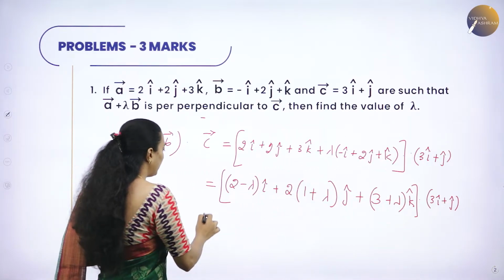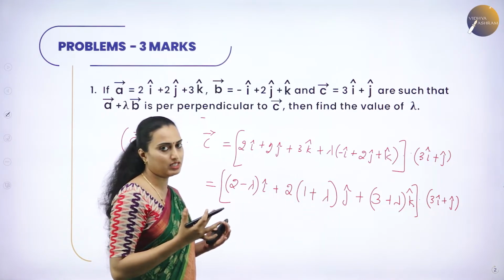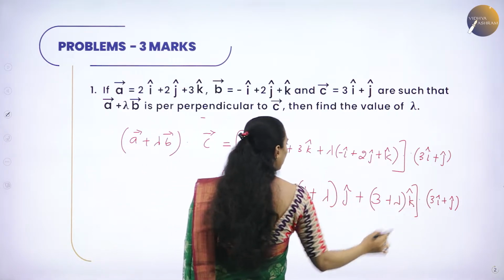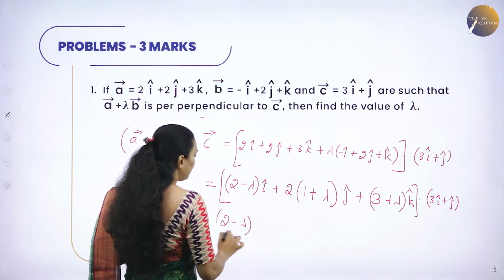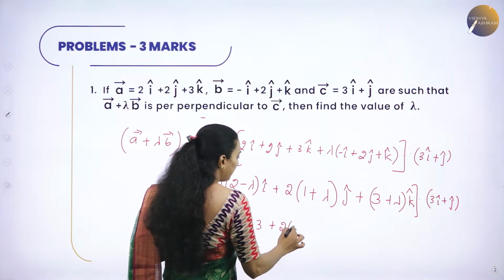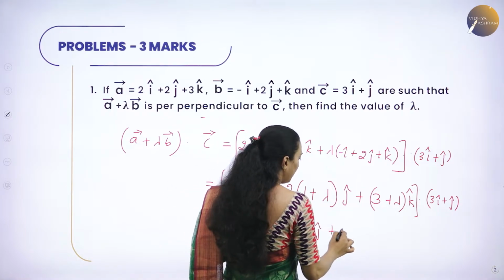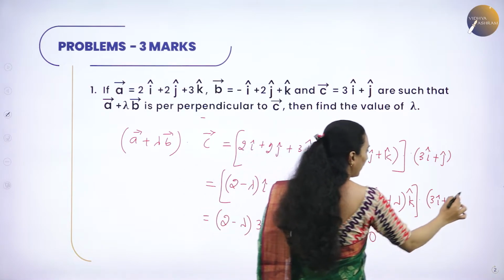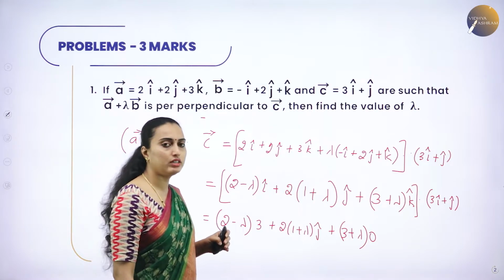So let us multiply now, same thing. I dot i gives you 1. I dot the other terms gives you 0. So therefore 2 minus lambda into 3 you can have, isn't it? So 2 minus lambda into 3, again plus 2 into 1 plus lambda into j, again plus 3 plus lambda into 0, because you do not have your k coefficient. K coefficient is 0. Now you are going to equate this to 0.